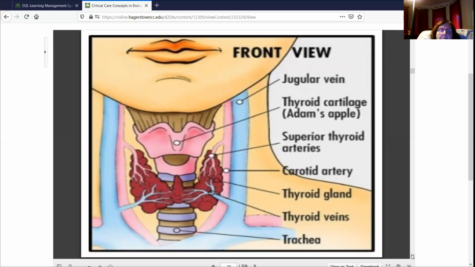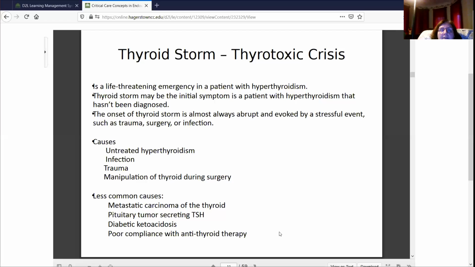So this is a picture of the thyroid, and it shows you exactly what, it's a very small area. It's your part, this part of your throat. And right here you have your thyroid gland, the thyroid veins. Right here is the trachea. So the thyroid is on either side of the trachea, okay? This is your jugular vein, right? So let's move on. So what is thyroid storm?